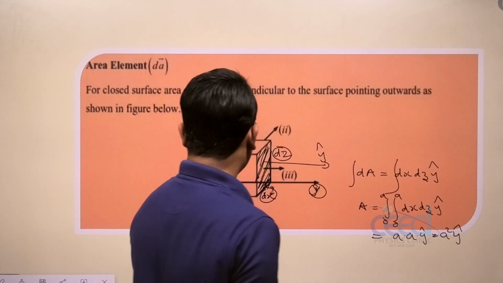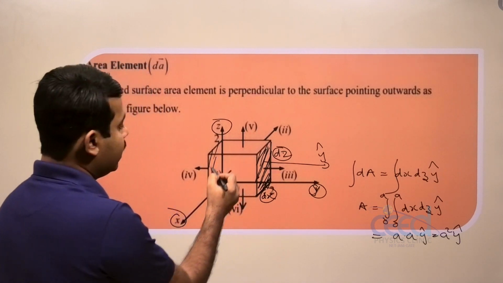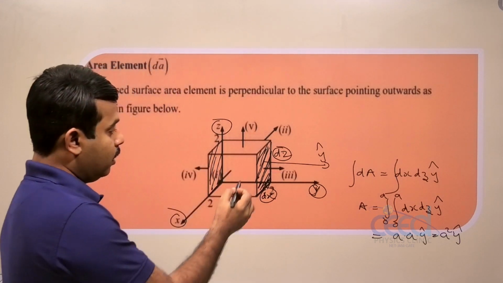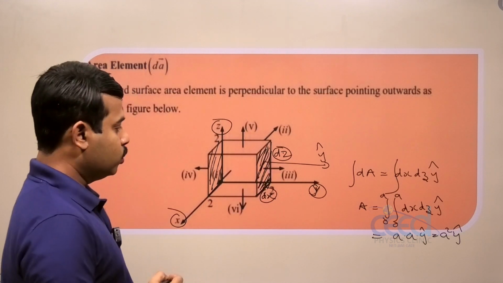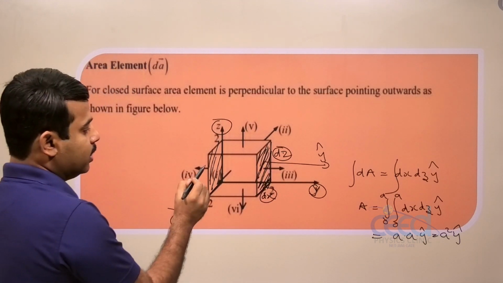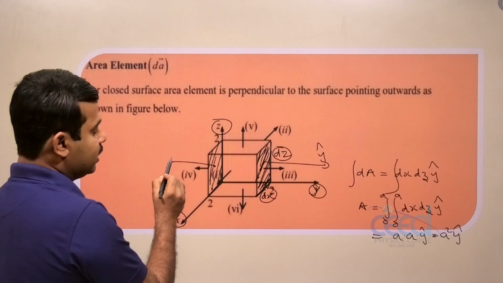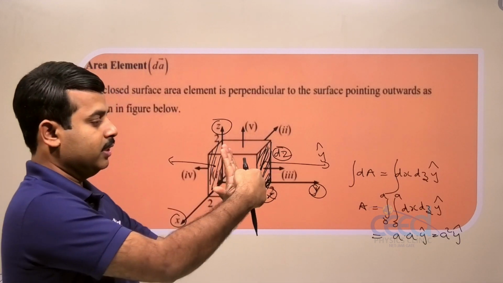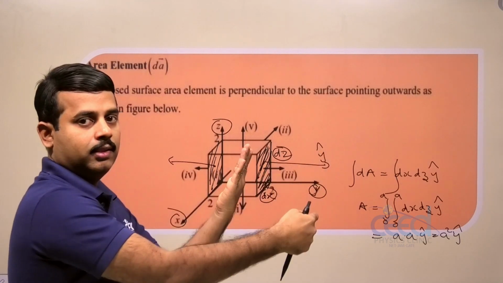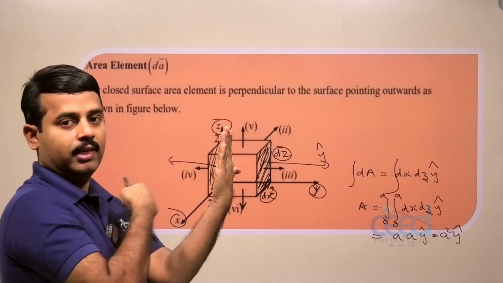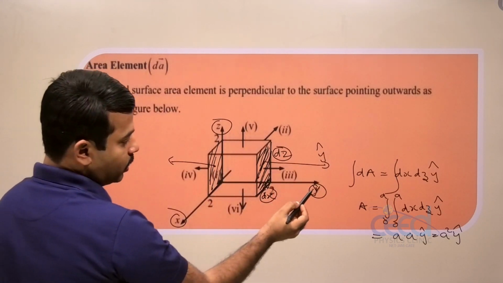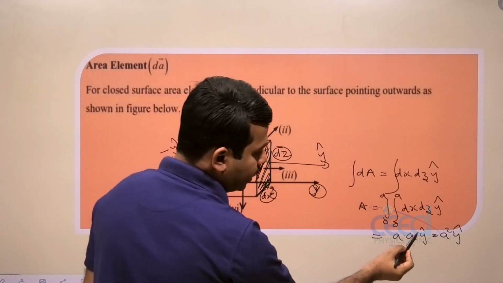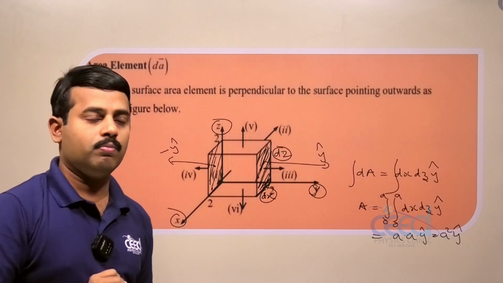Now if you consider this area, it is parallel to this same area, but the direction is different. This face is in this direction, that face is in that direction. So this is y cap and this is minus y cap. Then here a square minus y cap comes.